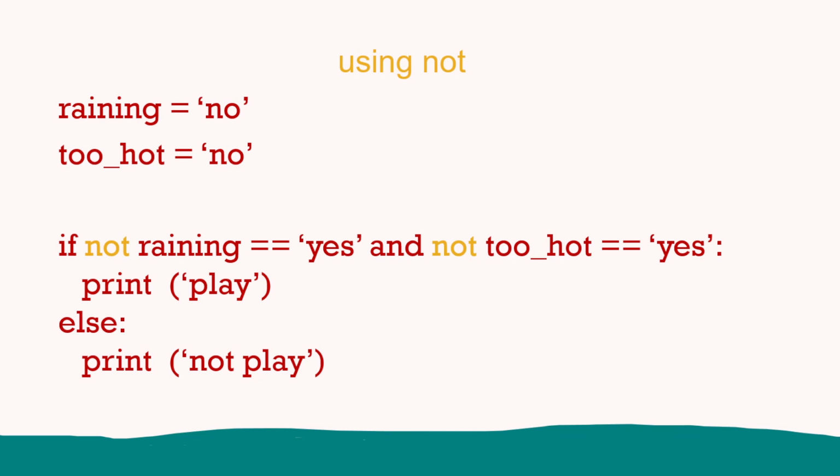We can change it using not. So we have if raining is yes and too hot is yes, but we use not in front of them. So it means that raining's not yes and too hot's not yes. Print play or print not play.